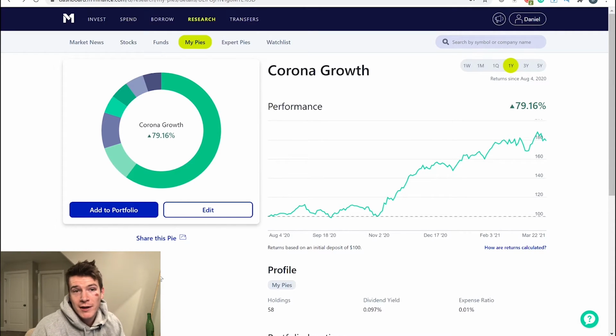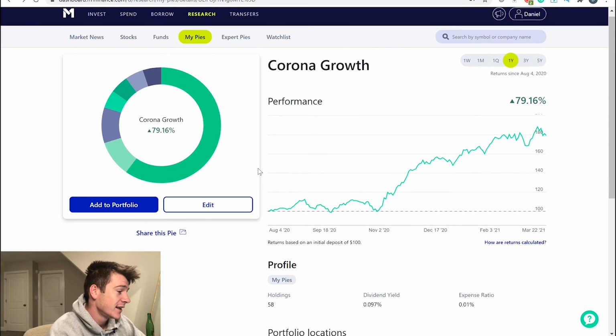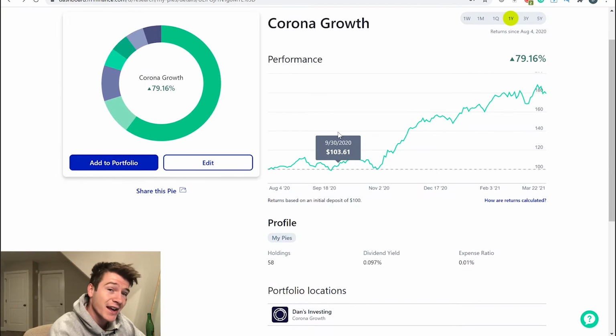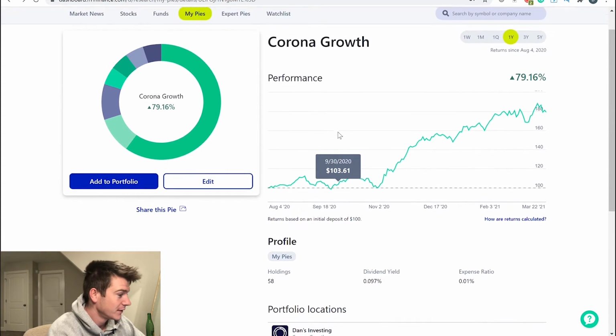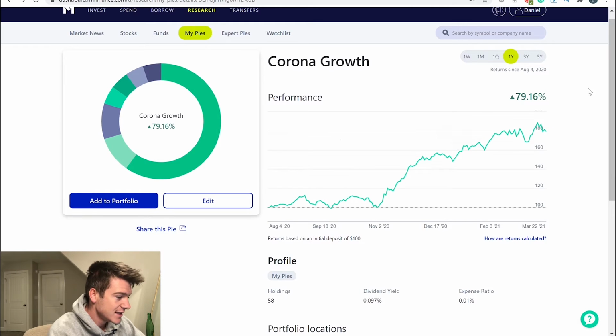Also, who doesn't love pie? I love apple pie. So let's take a look here. This is the Corona Growth pie that I had. Now, the best thing about these pies is that you can put pies inside the pies. I know, mind blown.